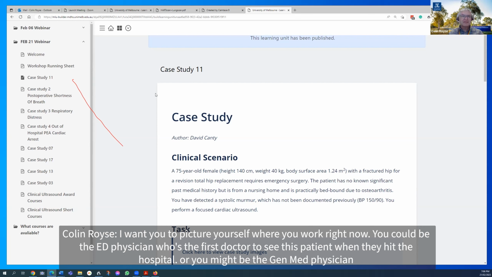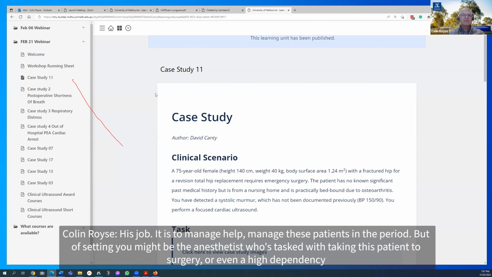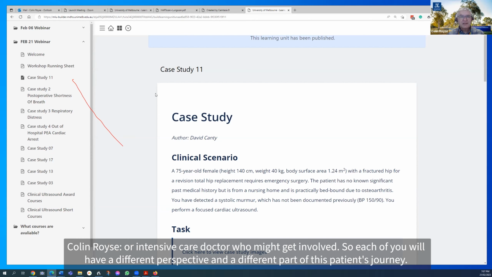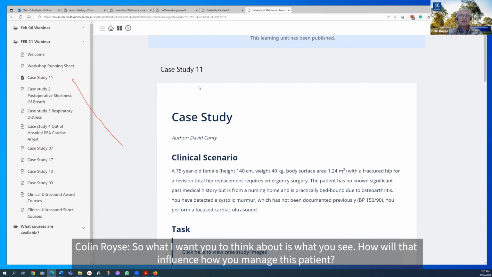Now, I want you to picture yourself where you work right now. You could be the ED physician who's the first doctor to see this patient when they hit the hospital. Or you might be the general med physician or the orthogeriatrician, whose job it is to help manage these patients in the perioperative setting. You might be the anaesthetist who's tasked with taking this patient to surgery, or even a high dependency or intensive care doctor who might get involved. So each of you will have a different perspective and a different part of this patient's journey. So what I want you to think about is what you see, how will that influence how you manage this patient?